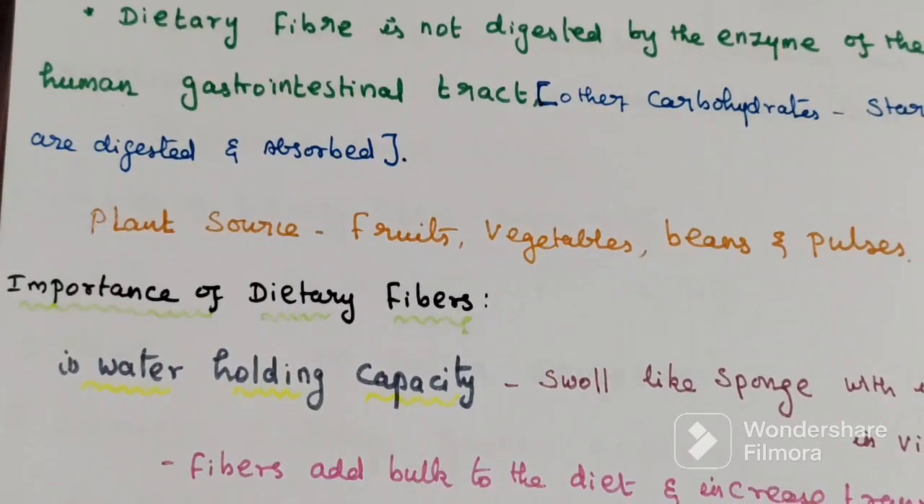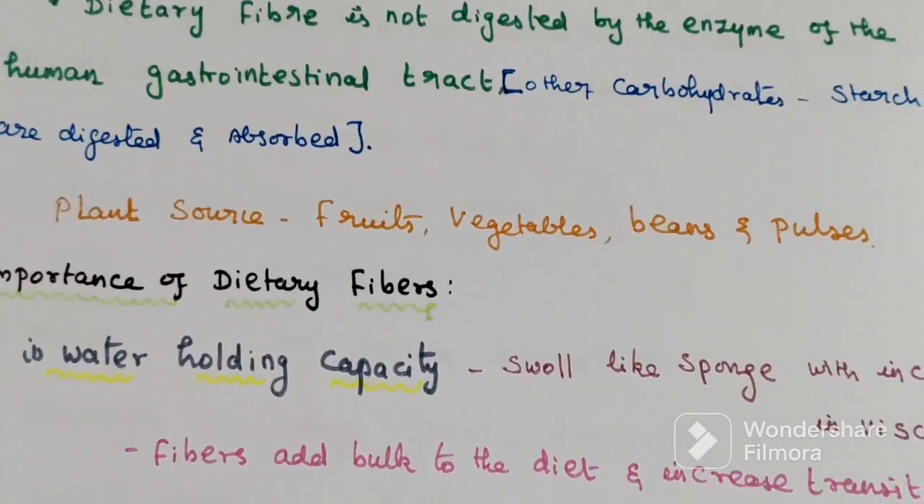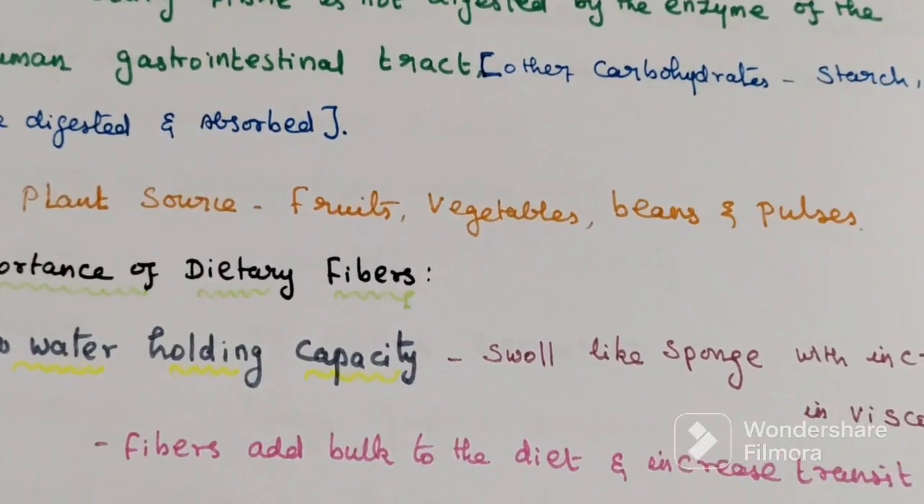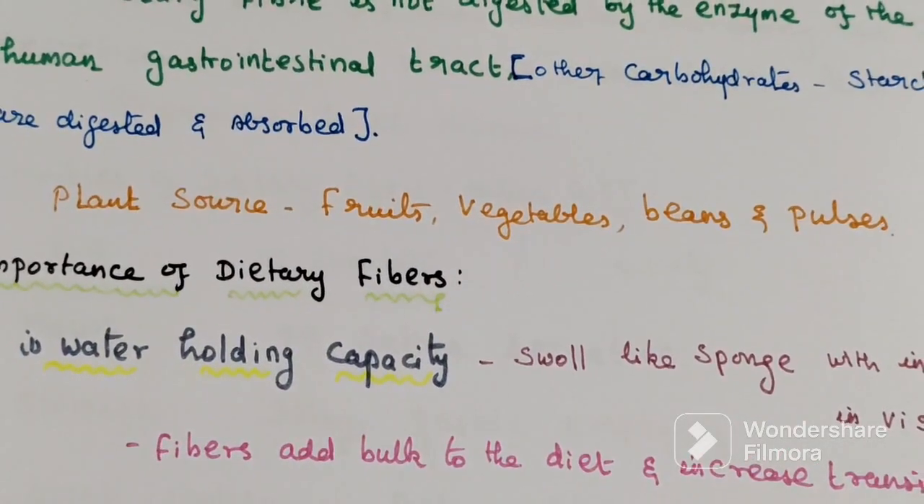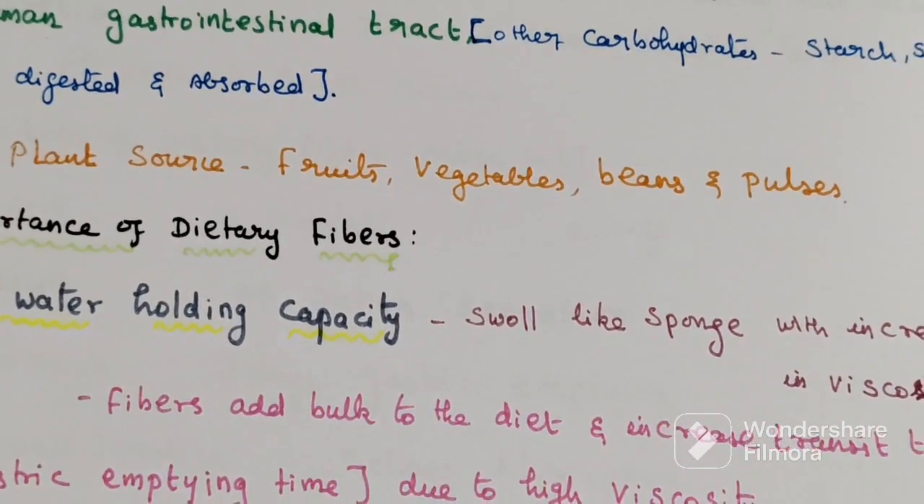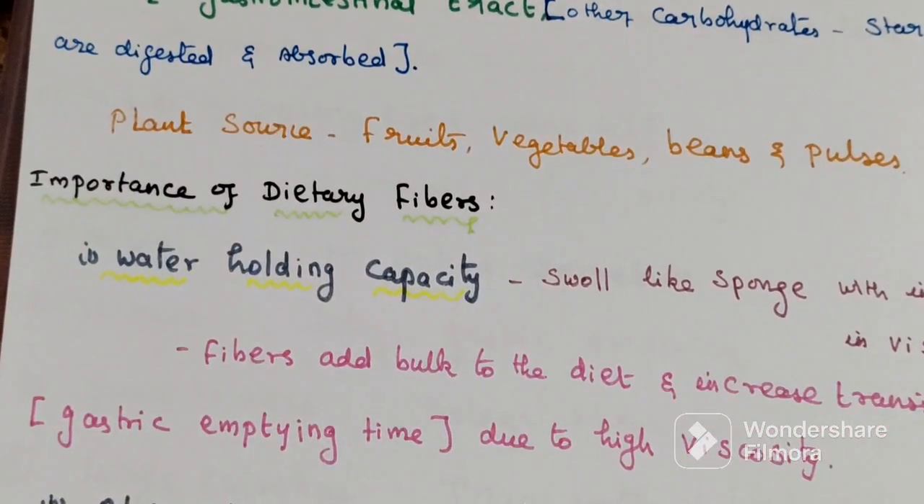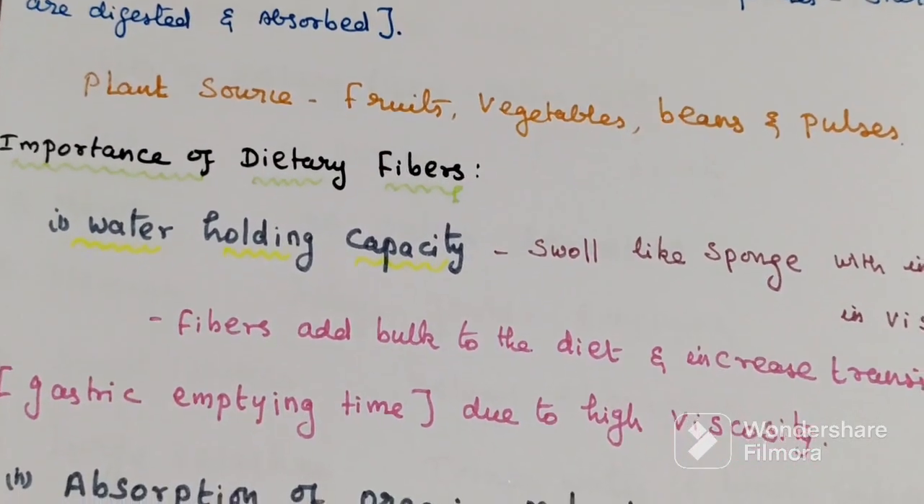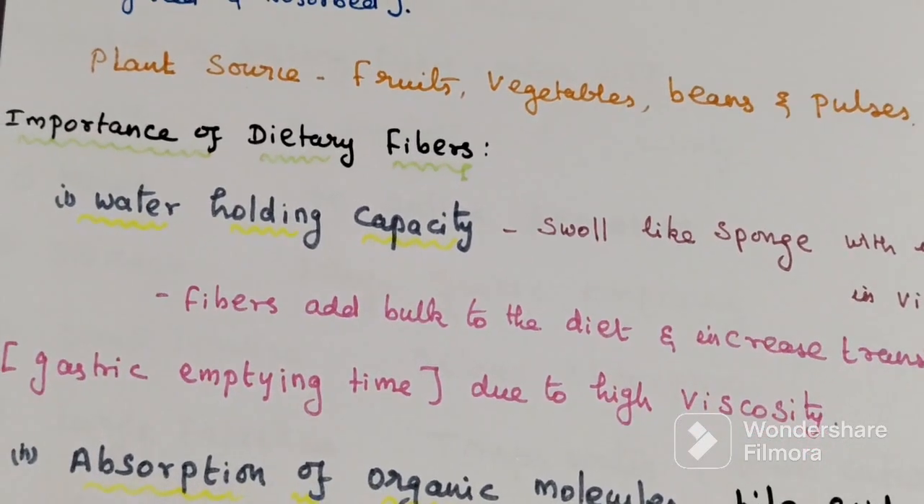The main sources of dietary fiber are plant sources like vegetables, fruits, beans and pulses. Now we will discuss the important functions of dietary fiber. First one is water holding capacity.